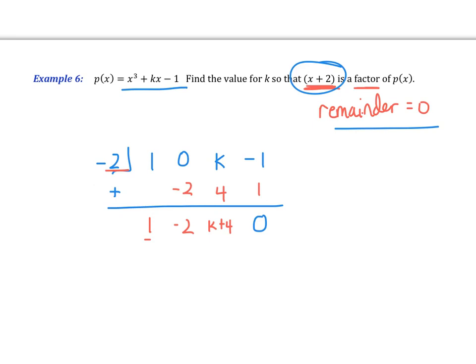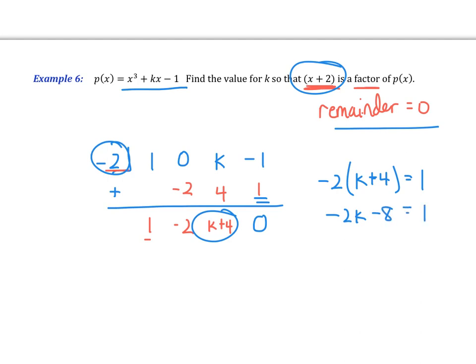All right, so think about this then. I am going to take this number and I am going to multiply that, and it has to equal this. So negative 2 times k plus 4 has to equal a 1. Negative 2k minus 8 equals 1. Negative 2k equals 9, and k is equal to negative 9 halves. So what we did here was we used a little bit of synthetic division in order to solve.